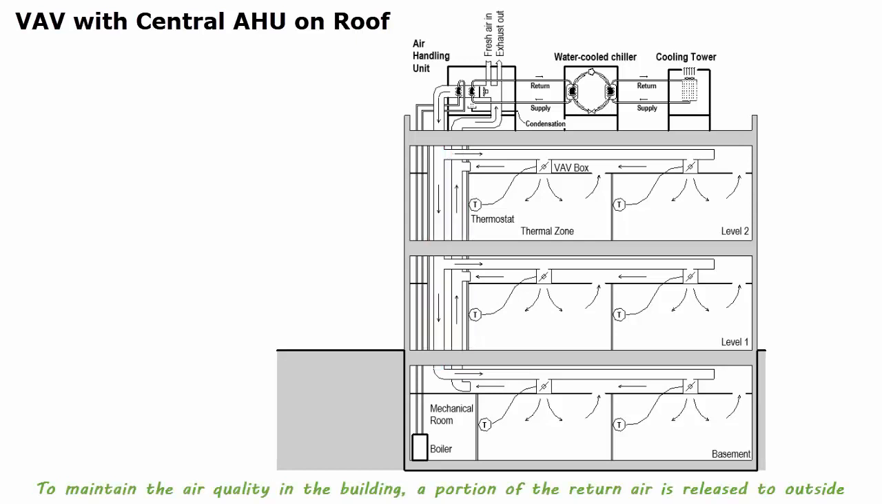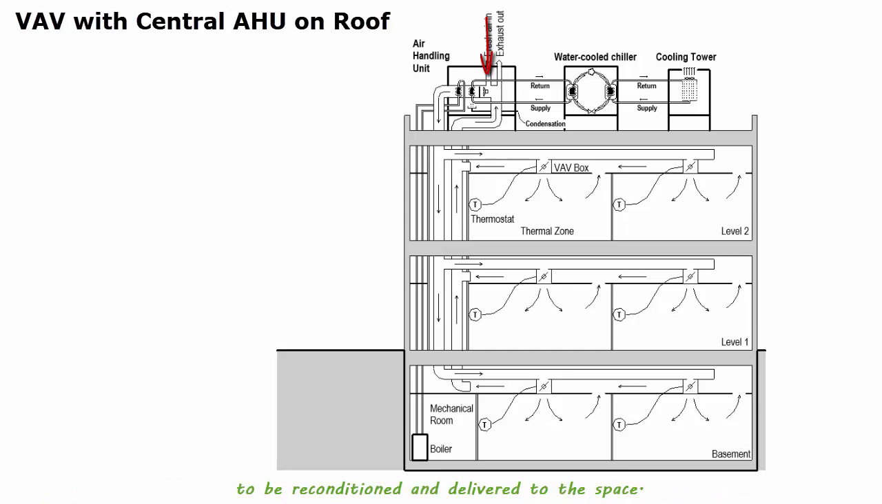To maintain the air quality in the building, a portion of the return air is released to outside as exhaust, and fresh air is emitted from outside to combine with the rest of the return air to be reconditioned and delivered to the space. Since all major equipment, the air handling unit, the water-cooled chiller, and the cooling tower, are all located on the roof, this design can free up the valuable indoor spaces. The cooling tower and the air handling unit also have good access to outside air.